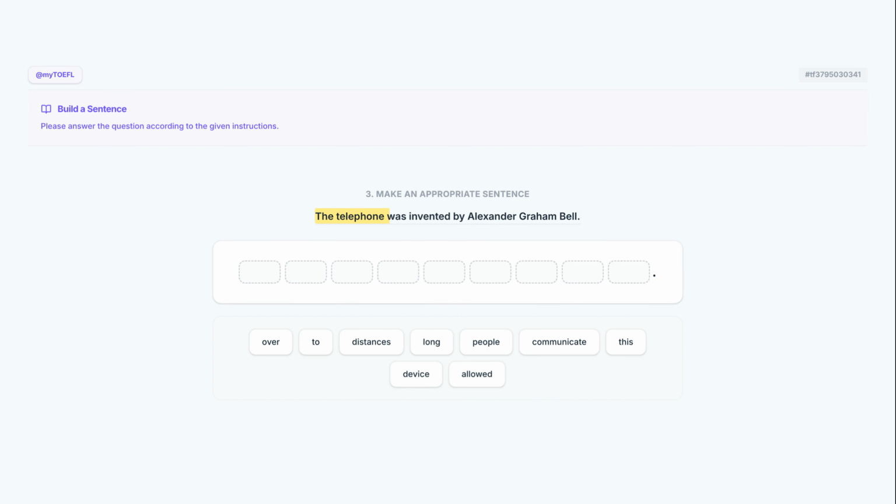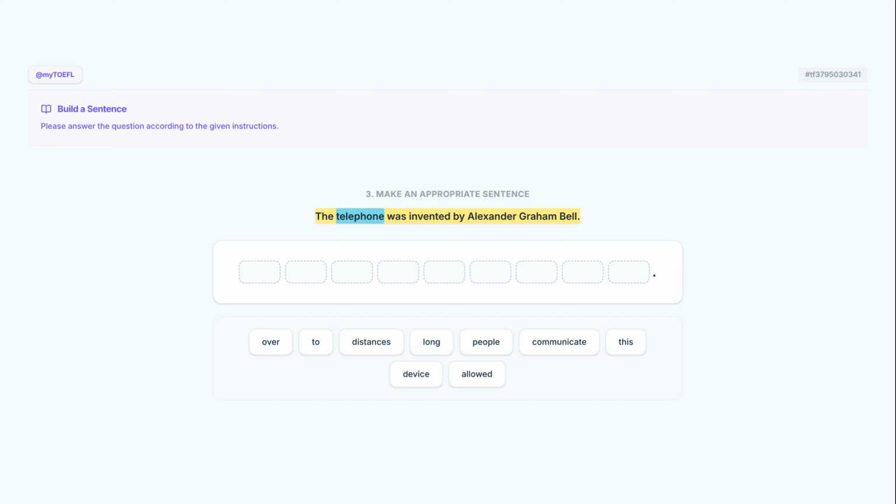The telephone was invented by Alexander Graham Bell. The context sentence introduces a famous telephone and its creator. Since we are discussing a new invention, we expect the next sentence to describe the specific utility or function of this technology. Now, let's arrange our scrambled words to form the correct sentence.